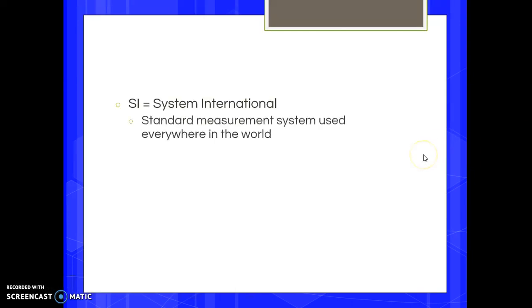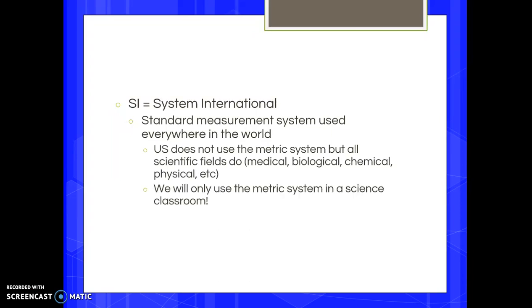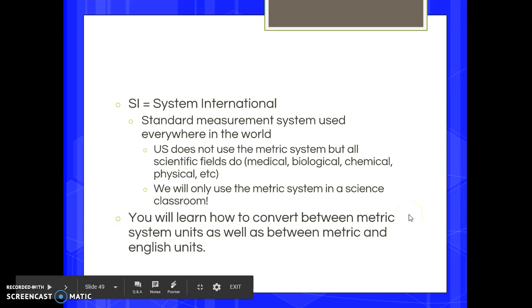So when we look at our standards, our System International, this is the standard measurement system used everywhere in the world. You have to realize that the U.S. and a couple of other countries don't use the metric system, but all the scientific fields do. So medical, biological, chemical, physical, etc. We will use the metric system in a science classroom. Just because the U.S. as a whole doesn't use it doesn't mean that we won't use it in the science classroom.